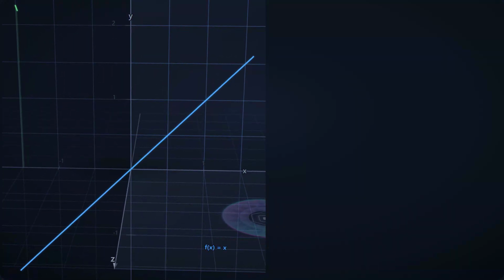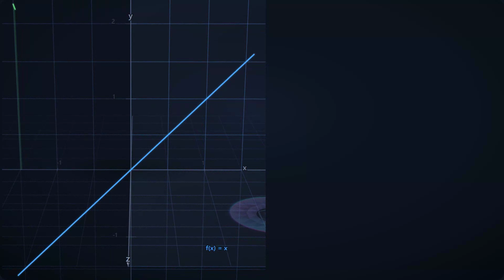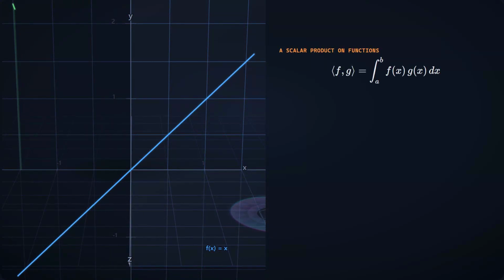Start from what the dot product does, run over the components, multiply pairwise, sum. Now think of a function as a vector with infinitely many components, one value for every point x. Replace the sum over components with an integral over x, and the scalar product of f and g is the integral of f times g.